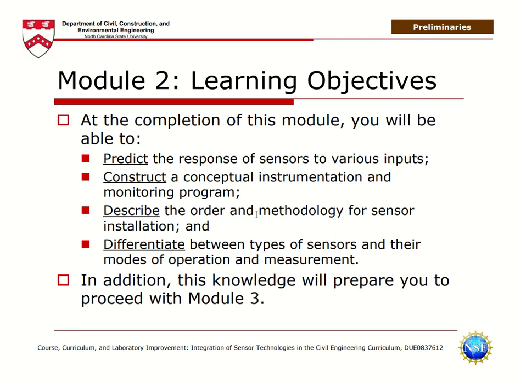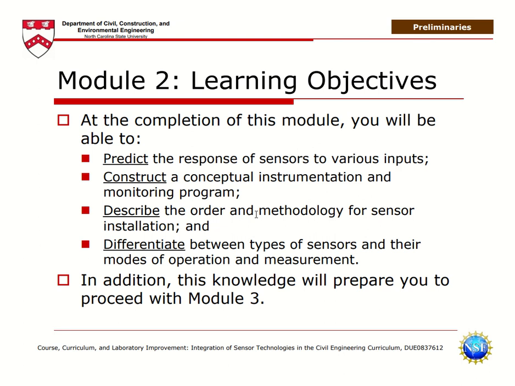Then we will be able to construct a conceptual instrumentation and monitoring program. We will be able to describe the order and the methodology for the sensor installation. We have discussed the permanent and temporary installation in the previous class, but at the end of this module we will be able to describe the order and the methodology for the sensor installation, right? In what order the sensors should be installed, and what is the exact methodology, what are the steps to install that particular sensor.